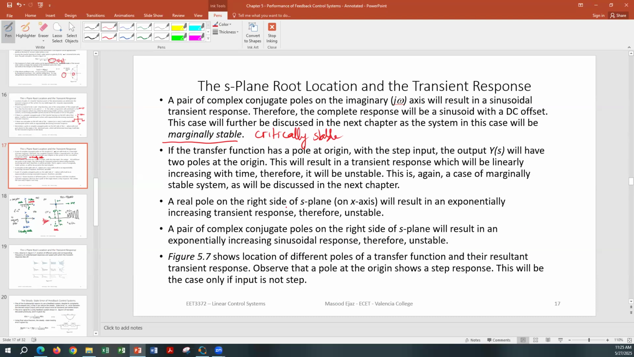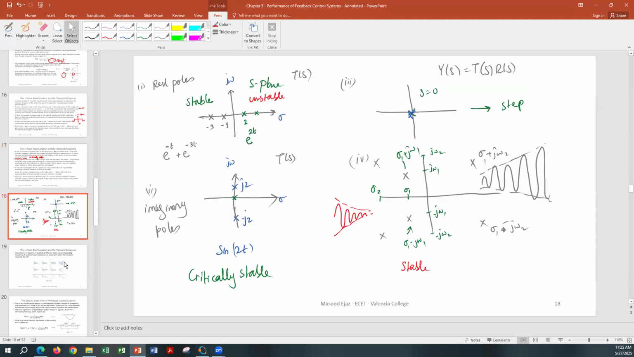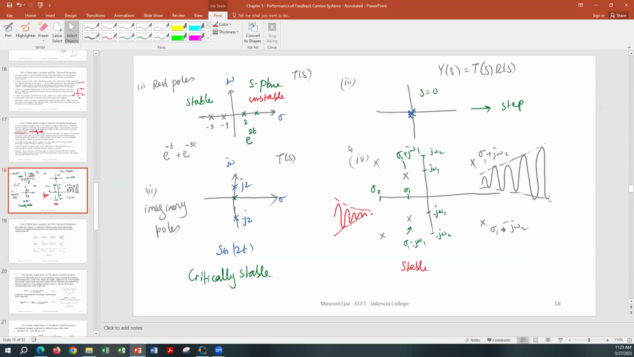So in the next chapter, we're going to discuss stability. So we're going to discuss marginally stable and all those. But I gave you basically an introduction to that, as to how the system output is going to look based upon where the roots are located.